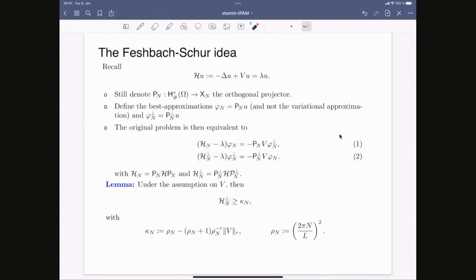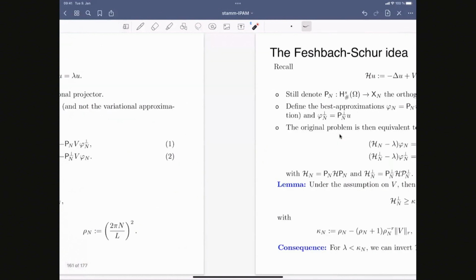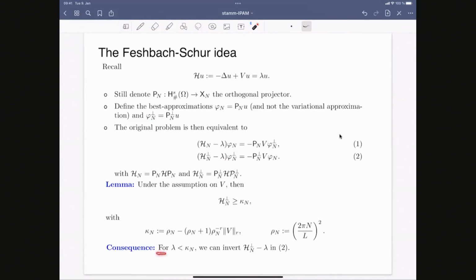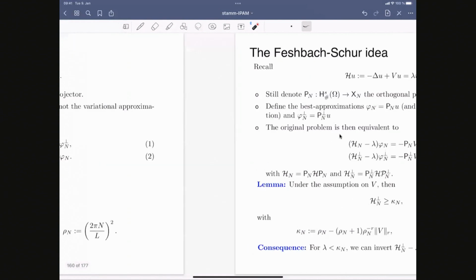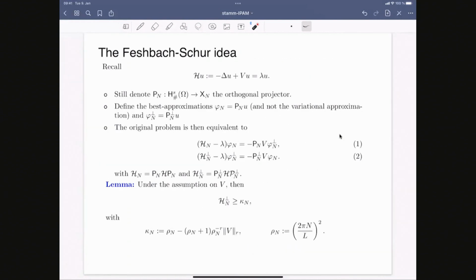And this depends on n, in the case of plane wave approximations. If you know that, then you can start to invert this, because for any lambda that is smaller than kappa n, you can invert this. So you have to choose n sufficiently large such that kappa n is larger than the lambda you're looking for. Kappa n is a quantity that asymptotically grows like n squared. There's some negative part, but this grows weaker than this one, so this is the leading one. It grows and grows.